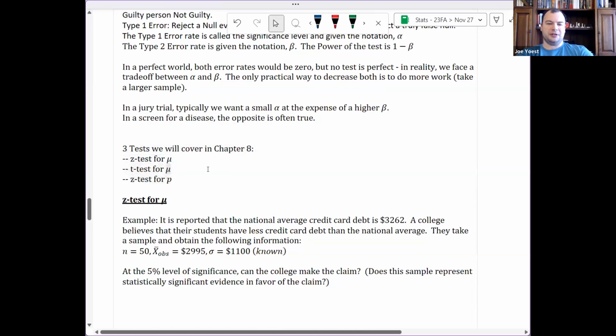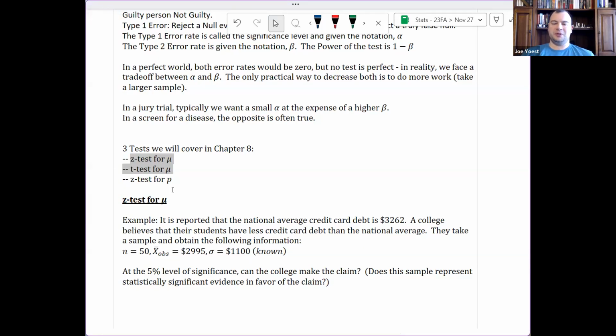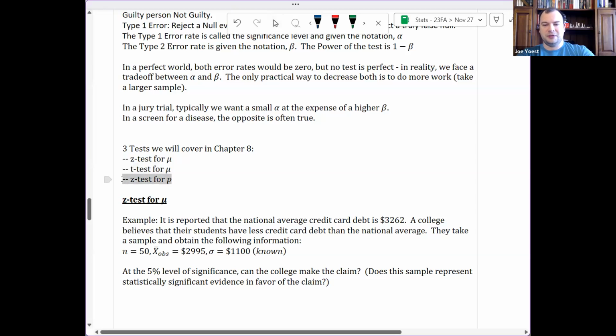So we have 3 tests we'll cover in chapter 8. 2 of them are tests for mu. So we have a certain worldview about mu, the null hypothesis, and another competing worldview about mu, the alternative hypothesis. And we want to test, in light of some evidence, in light of some sample data, which hypothesis we want to use moving forward. And we'll use a z-test or a t-test, depending on the details of how things are set up and the information we know or don't know.